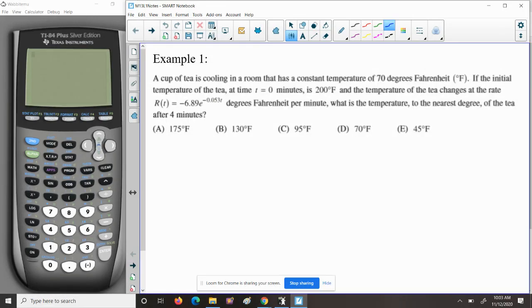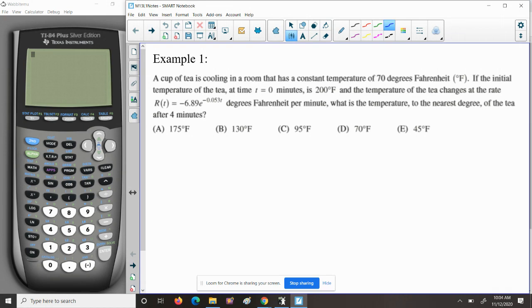Okay, so here's what we want to think about. R of t is the rate of change of the temperature. Rate of change, remember, is derivative. So a rate we can take the integral of to find the total amount. And remember, integral is accumulation. So if we take the integral of the rate over a certain time period, that's going to give us the accumulation of the temperature change in this case, depending on how long we want it.